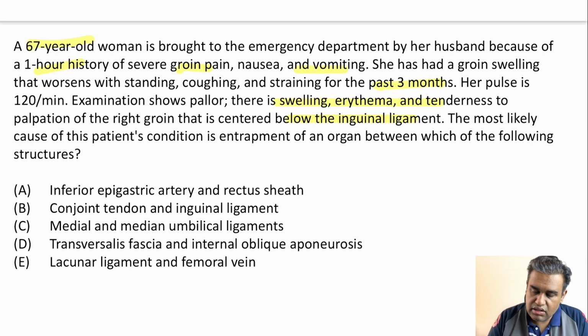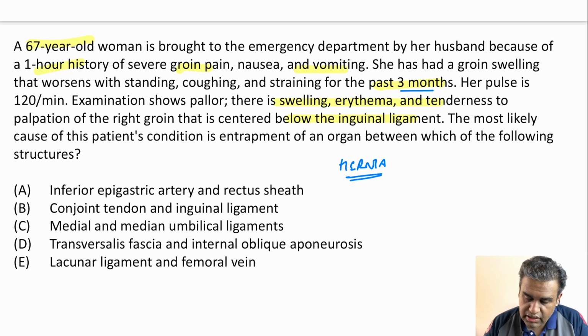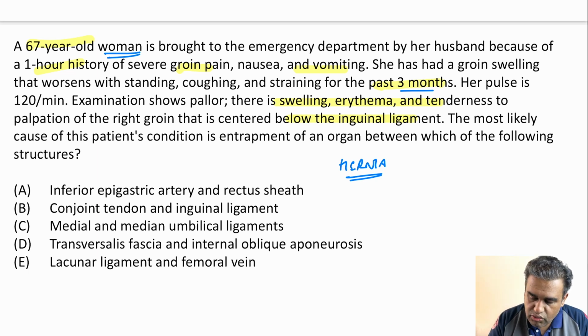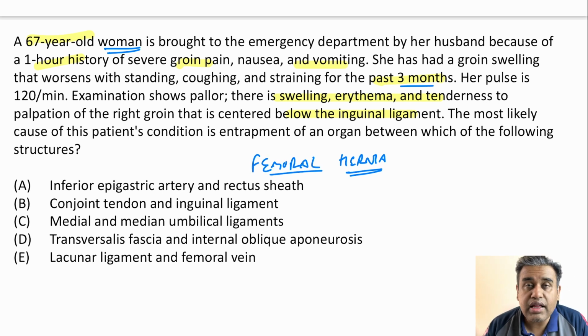I am sure by now we understood that it is a case of hernia. There is a long history of around 3 months of swelling that increases on coughing and standing. But for the past 1 hour she is having all this pain, and there is also swelling and erythema, so some inflammation has occurred. Looking at the sex, a female, and the swelling below the inguinal ligament, it is most probably a femoral hernia, because an inguinal hernia is above the inguinal ligament, from the inguinal canal.